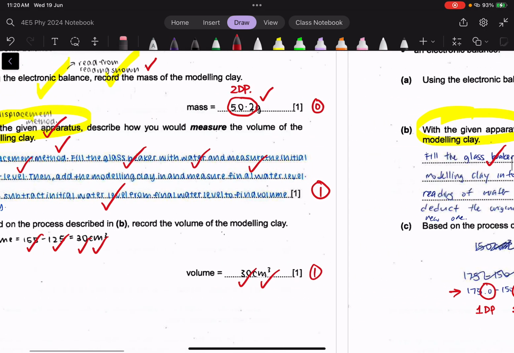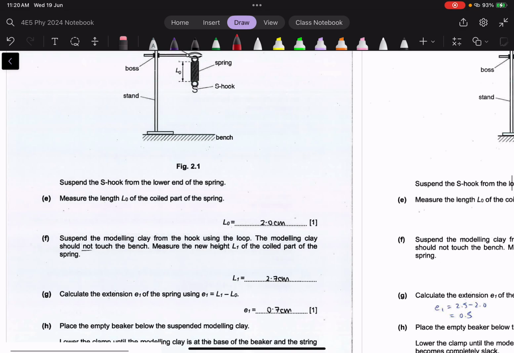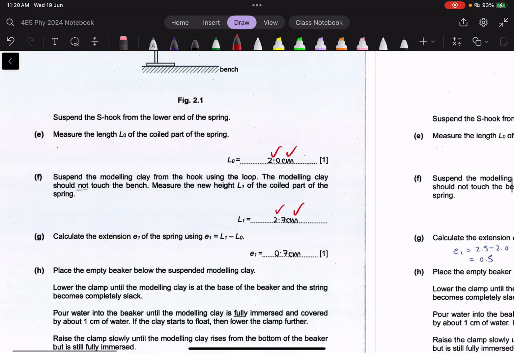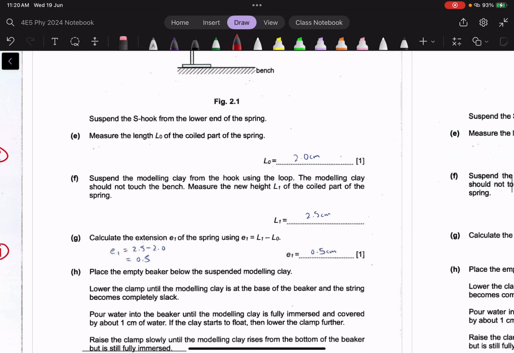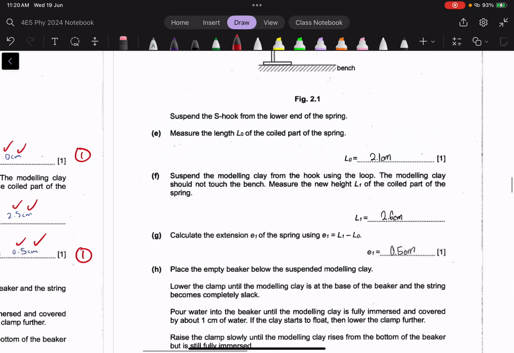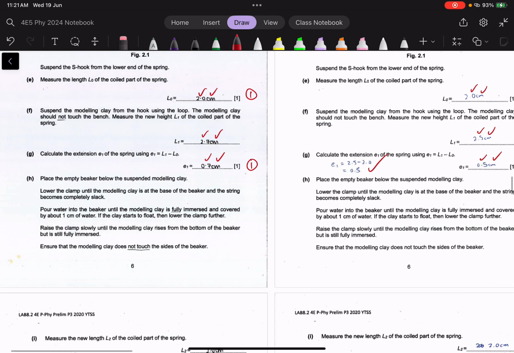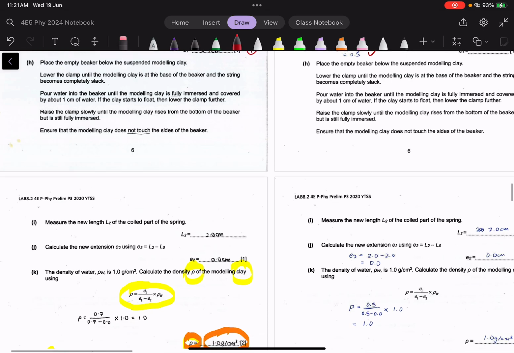So far, okay, let's see. Then it's formatting again. So this one, all 1 dp. Very good. Then all 1 dp, working, very good. This one, all 1 dp, very good. No working, show working, okay? Okay, then place the clay in the water, and so on.